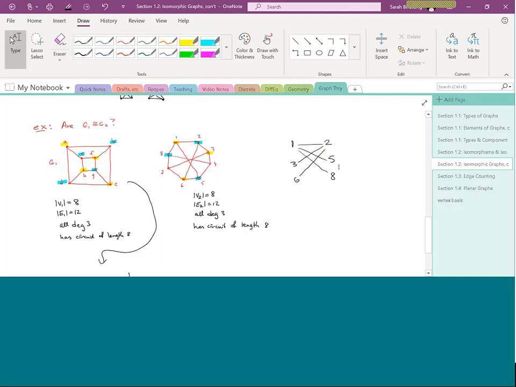Then we pick another vertex. Which vertex would you guys like to pick next? 3, 5, 6, or 8? Hint, it doesn't matter which one.